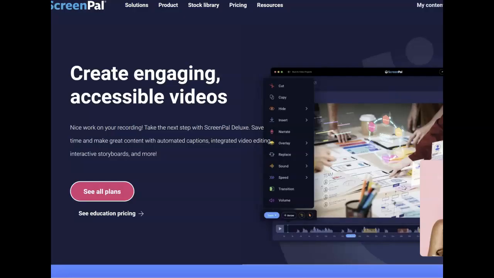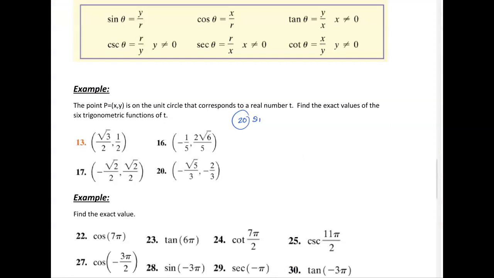So let's start with sine. So sine of theta equals y over r. So my y is negative 2/3, and I'm dividing it by negative square root of 5 over 3. So I'm just going to do some simplifying here. So I've got negative 2 over 3 times 3 over negative square root of 5. So I'm going to have 2 over square root of 5. Multiply the top and bottom by square root of 5. And here's our final answer.